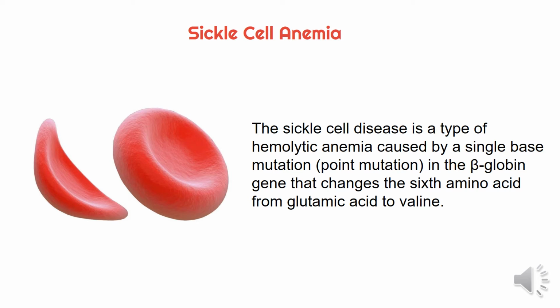So let's start with sickle cell anemia. The sickle cell disease is a type of hemolytic anemia. It is caused by a single base mutation. It is called point mutation. This mutation will affect the beta globin gene that changes the sixth amino acid from glutamic acid to valine.